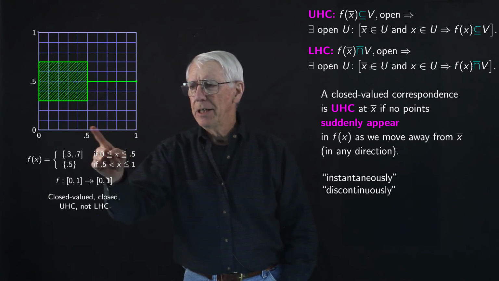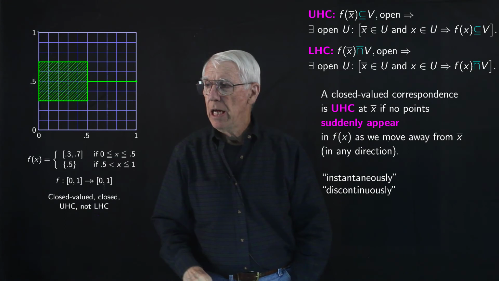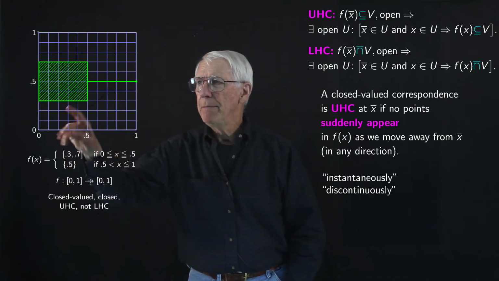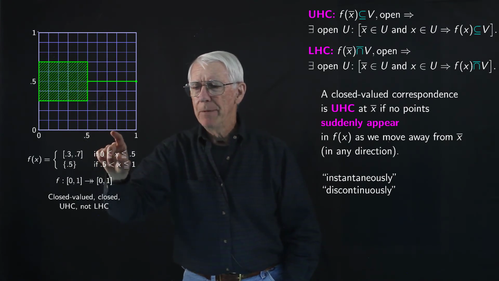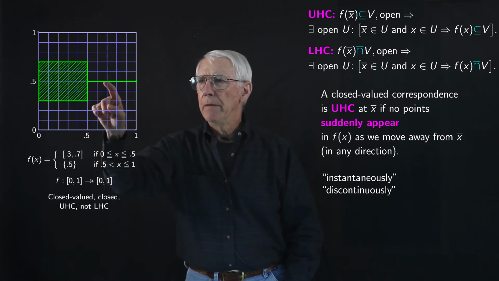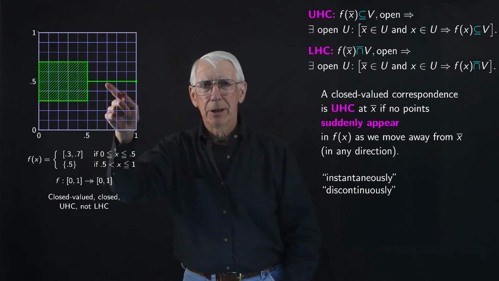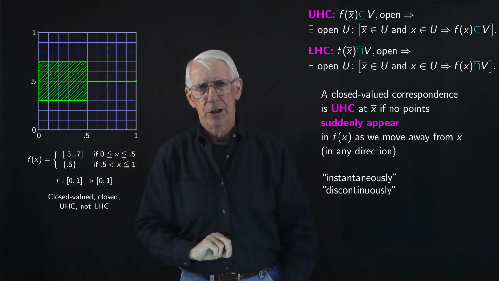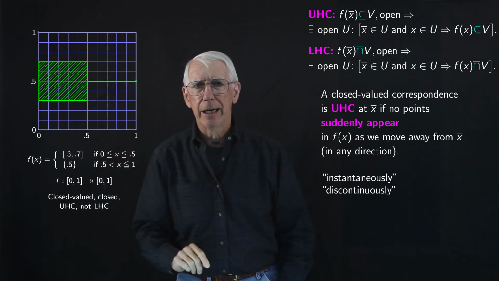And again, it's easy to see, even using this intuitive version of the definition, that it's upper hemicontinuous over on this side because no new points appear as we move right or left. Same thing over here. The image is just the singleton set, but no new points appear as we move to the left or to the right. So this correspondence is indeed upper hemicontinuous on its entire domain.